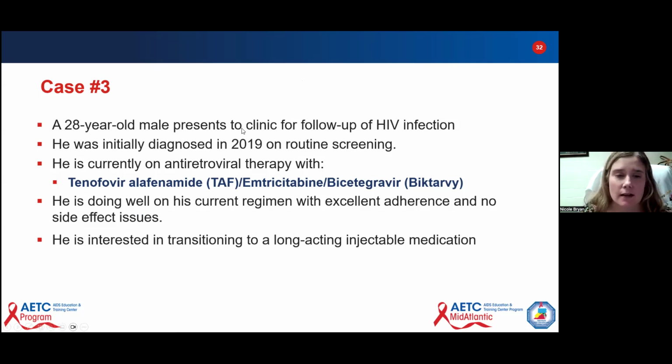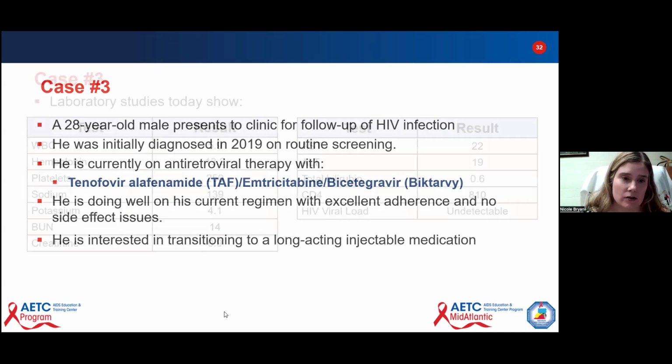Okay. So, a 28-year-old male who's come in for follow-up. He was initially diagnosed in 2019 with HIV infection on routine screening. He's currently on antiretroviral therapy with tenofovir alafenamide, emtricitabine, and bictegravir, or Biktarvy, which is the brand name you might be more familiar with. Doing really well, has really good adherence, not having any side effects, but he is interested in getting rid of having to take a pill, and he wants to try a long-acting injectable medication.